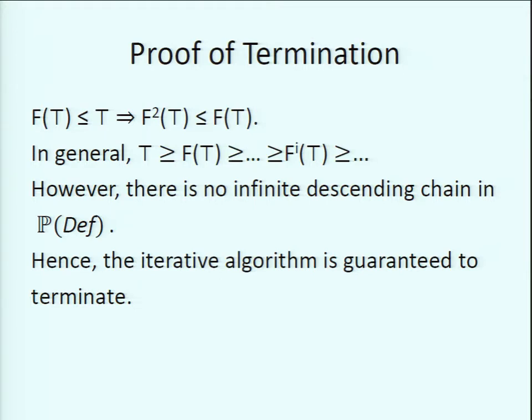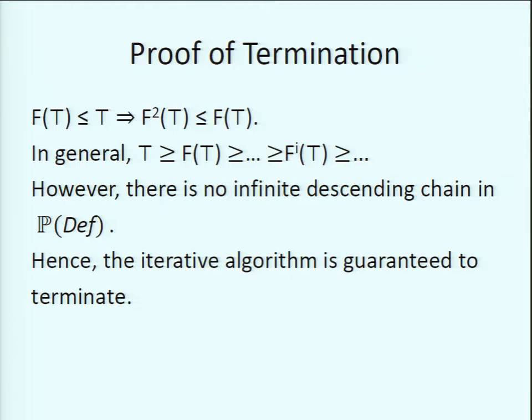Again you apply f on both sides, so use the fact that f is monotonic, it's going to preserve this relationship, so you have f square of top which will be less than f of top. Again by induction you can show that this means that top will be greater than or equal to f of top, and it will be greater than or equal to f^i of top for any i. So basically by applying the function f you are going down in the lattice.